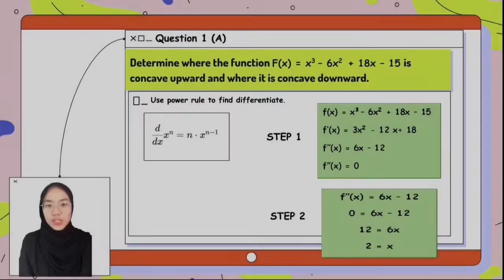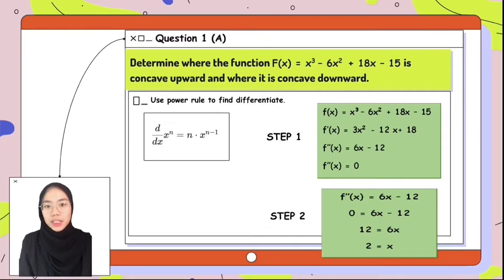The first question A is about determining the concavity of a function. Where is the function f(x) concave upward and where is it concave downward? So let's look at the question. Where is the function f(x) concave upward and where is it concave downward?